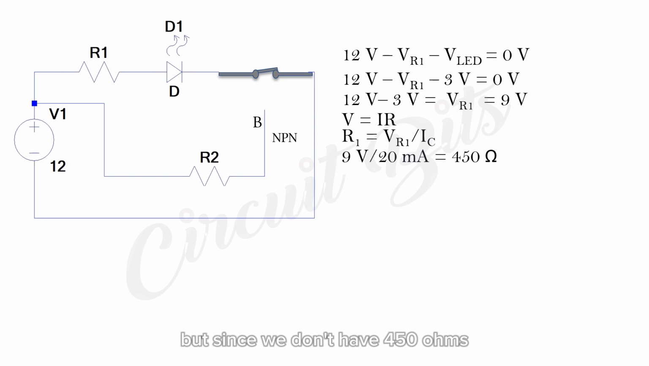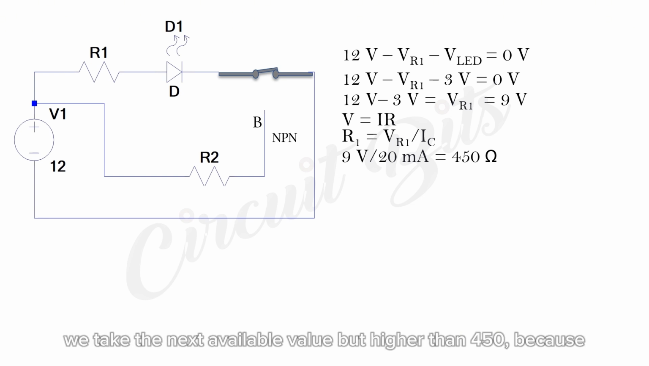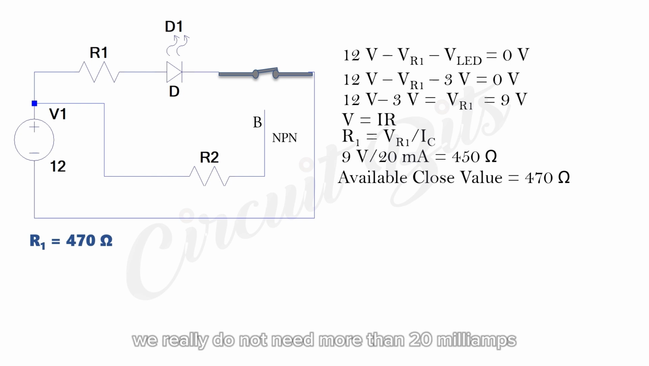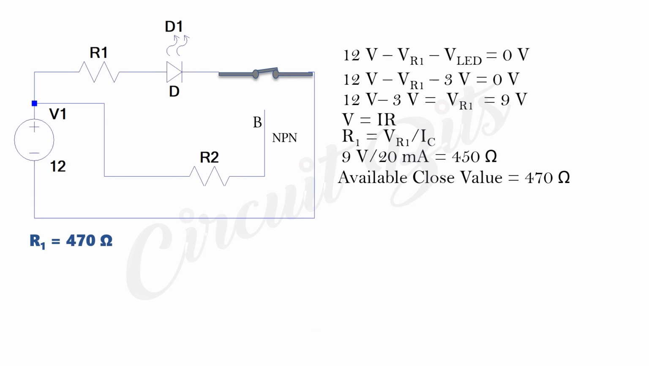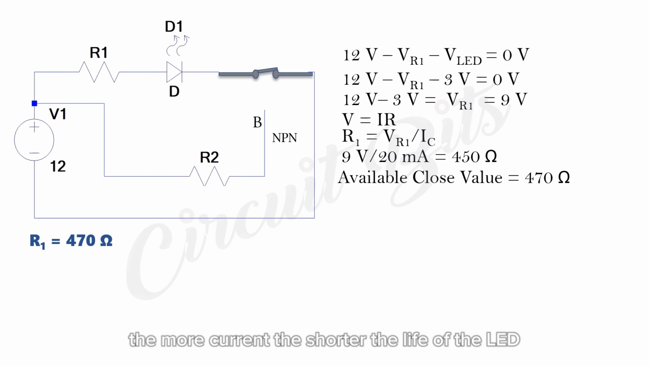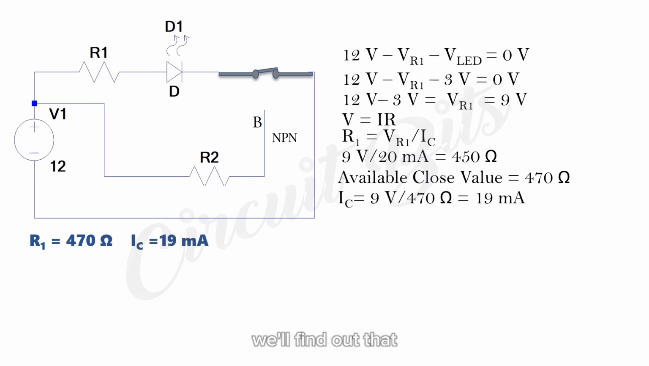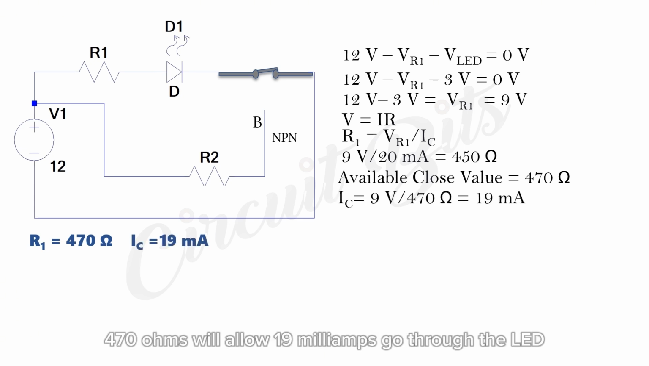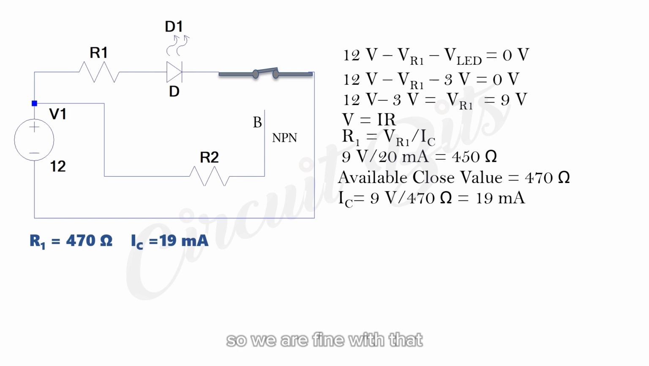But since we don't have 450 ohms, we take the next available value but higher than 450, because we really do not need more than 20 milliamps going through the LED. If we let more pass, we shorten the LED's lifespan. The more current, the shorter the life of the LED. So we picked 470 ohms, and if we calculate backwards, we'll find out that 470 ohms will allow 19 milliamps to go through the LED. So we are fine with that.